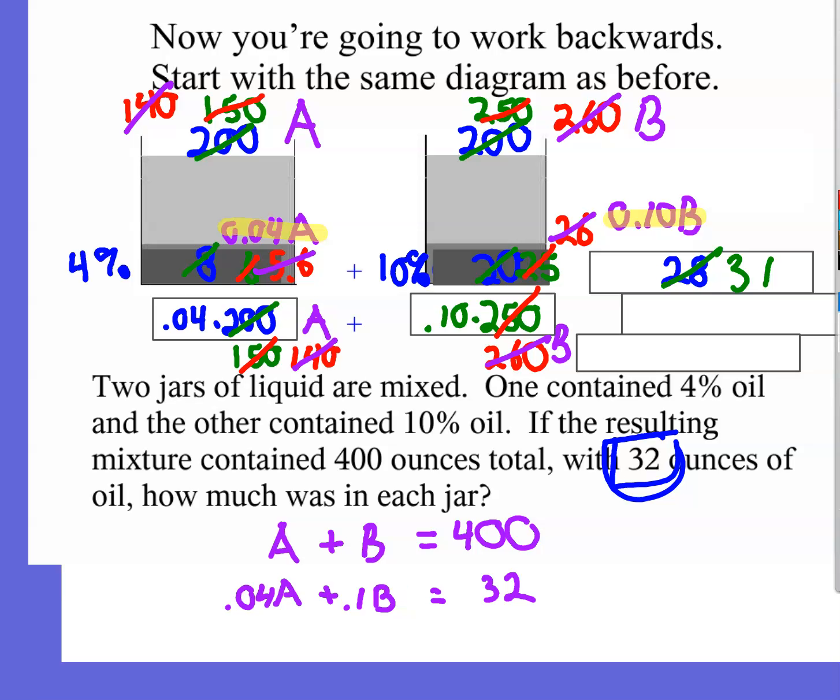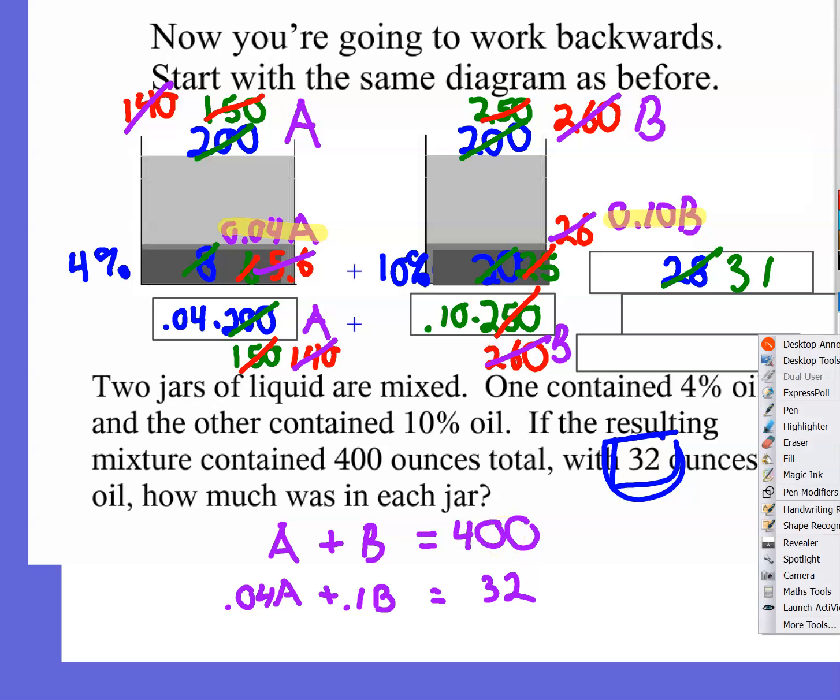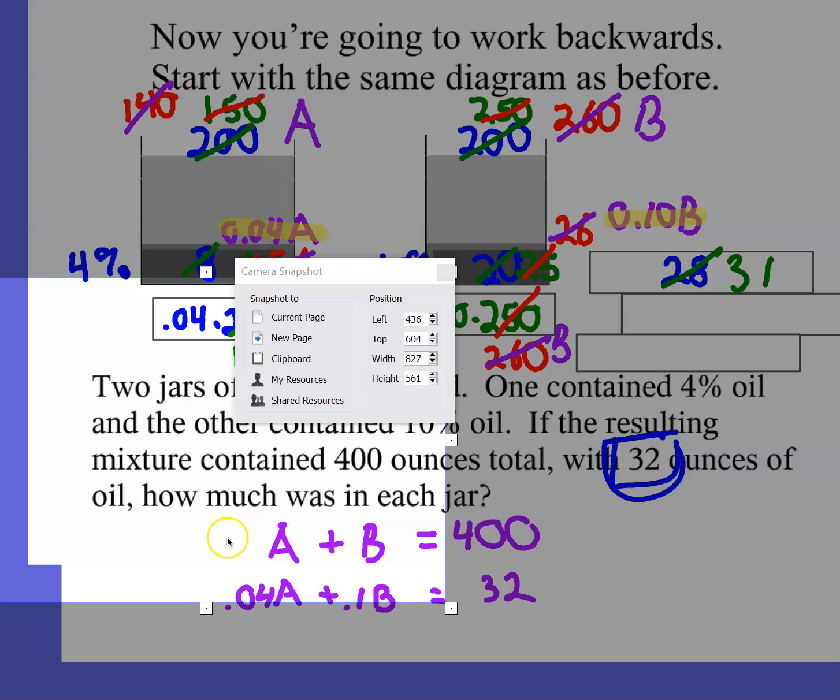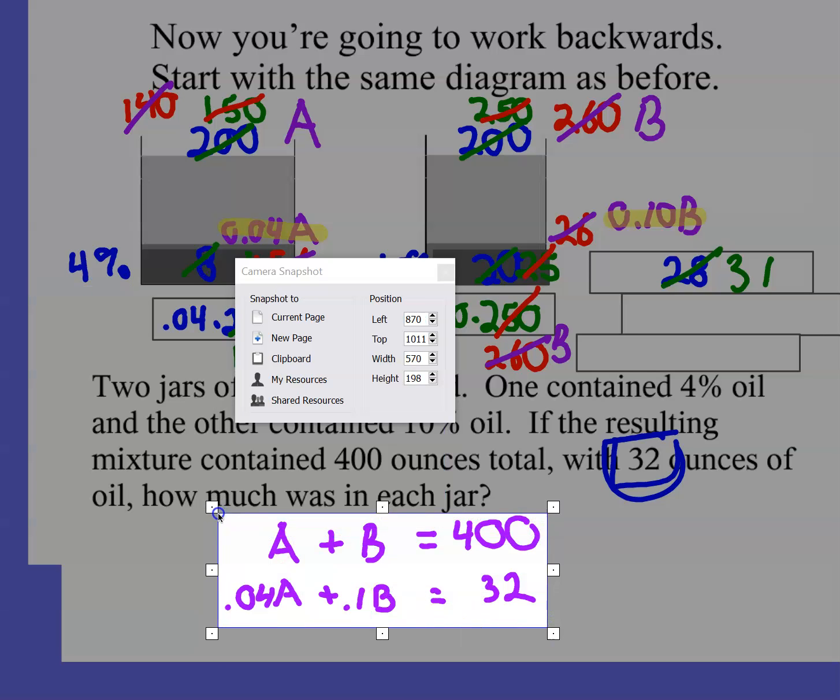So here's the deal. We're supposed to find numbers that fit in for A and B in both places. And one option, of course, is to guess and check. But it turns out you have the skill already to answer this question. What do you put in for A and B? Let me just copy this and put it on a new page.